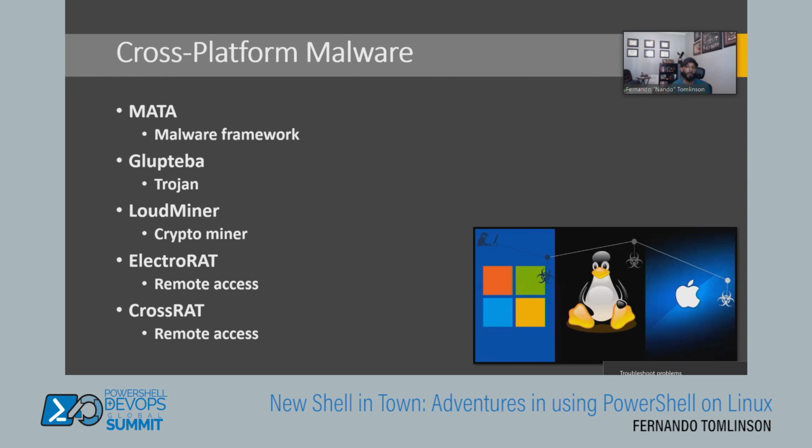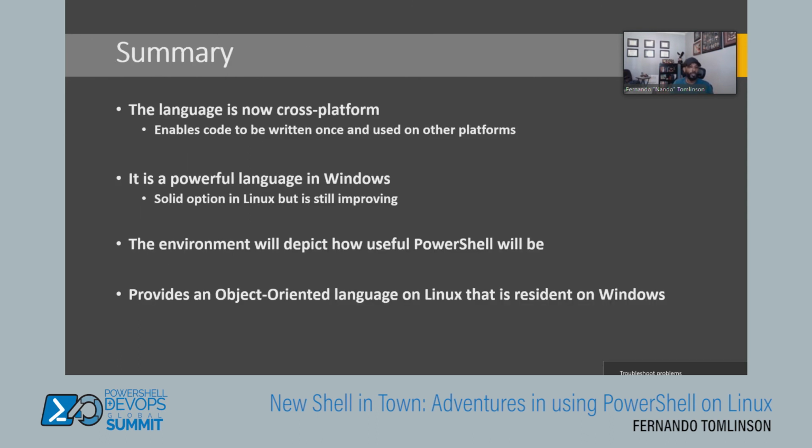There's also malware being developed from a cross-platform perspective. So I highlight 5 different malware types, whether it's a malware framework or crypto mining, where the actor was able to develop it one time and utilize it on Apple, Linux, and Windows. This is where we really start to see the benefit. Not saying you all would be out there developing malware in PowerShell. However, cross-platform is truly, truly great.